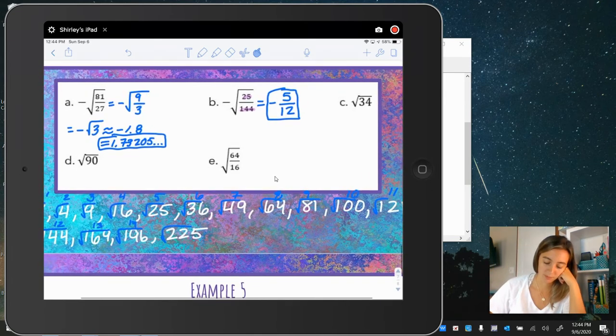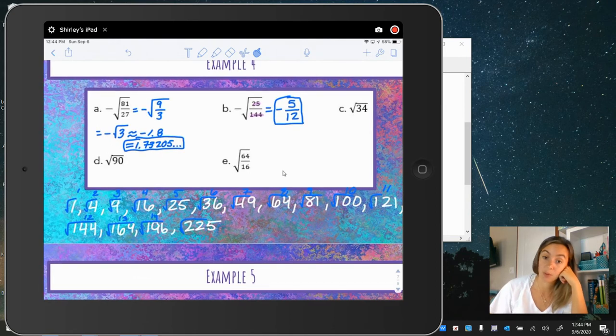Number 34. Part C says the square root of 34. Again, I'm looking at my list. I don't see 34 on my list of perfect squares, so I'm going to estimate about what it is. So my square root of 34 is going to come right in between 25 and 36, so my answer is going to be between 5 and 6. 34 is a lot closer to 36 than 25, so my answer is going to be a little bit closer to 6.